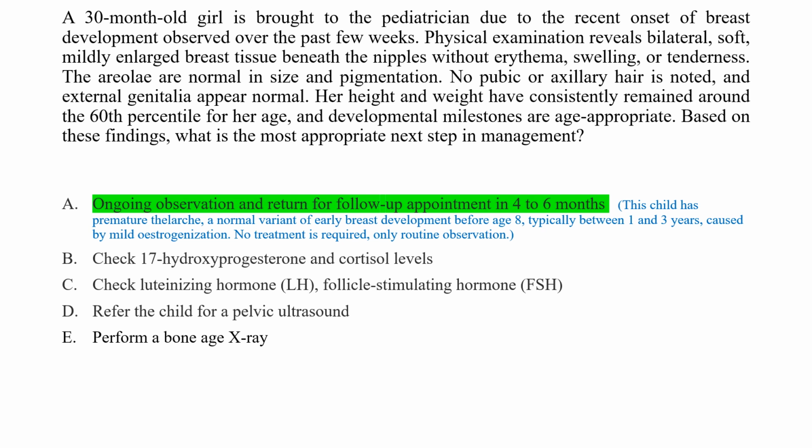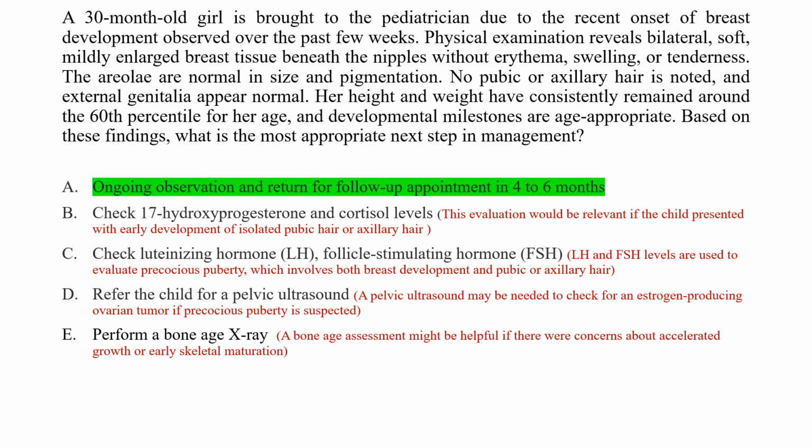In view of the key clues given in this question, which is the absence of pubic and axillary hair and normal growth pattern, this child most likely has premature telarchy, which is benign breast development before age of 8, commonly occurring between ages 1 and 3. It is usually due to mild estrogenization and is self-limiting. No treatment is needed, just observation and follow-up to ensure there's no progression.